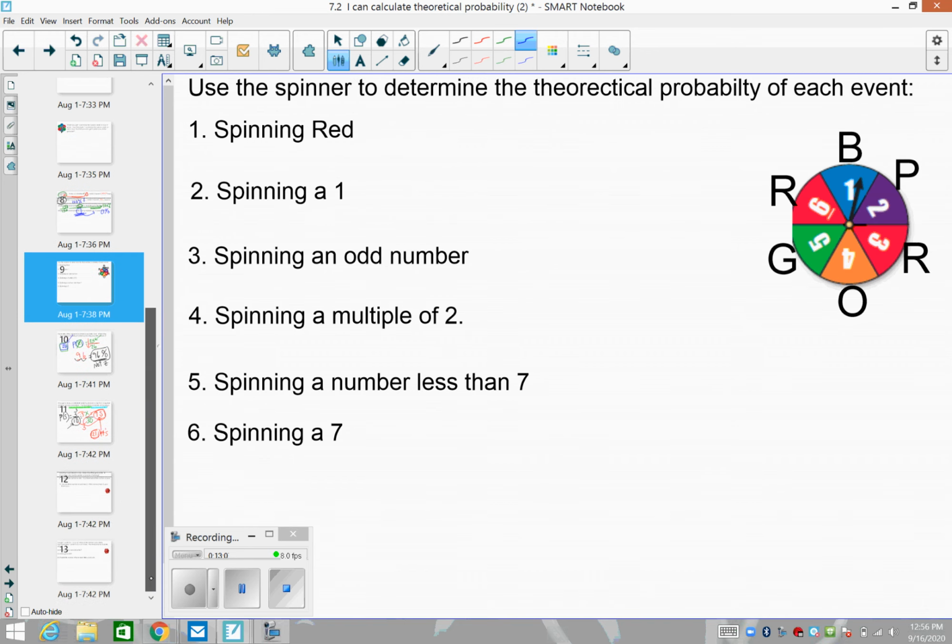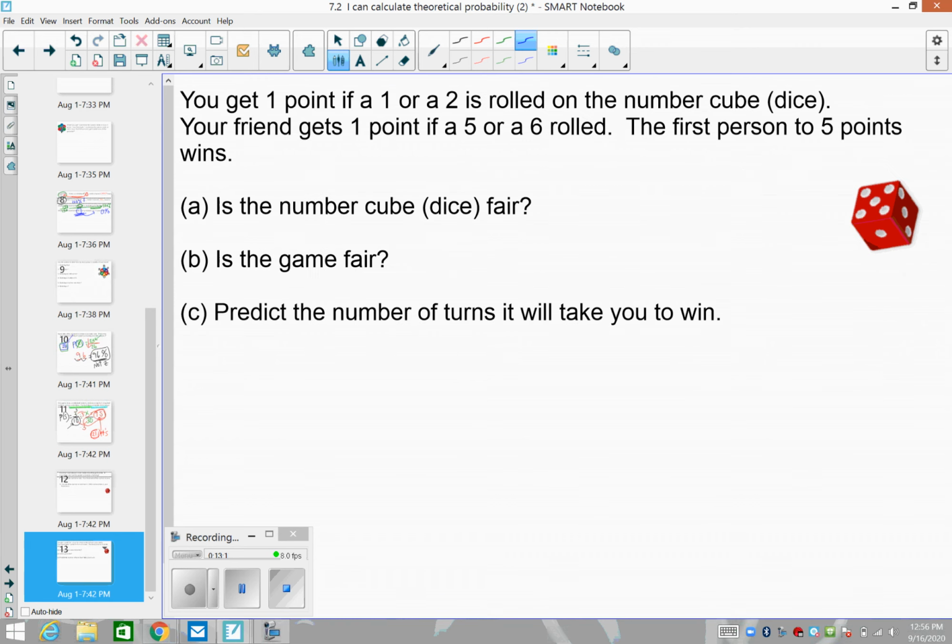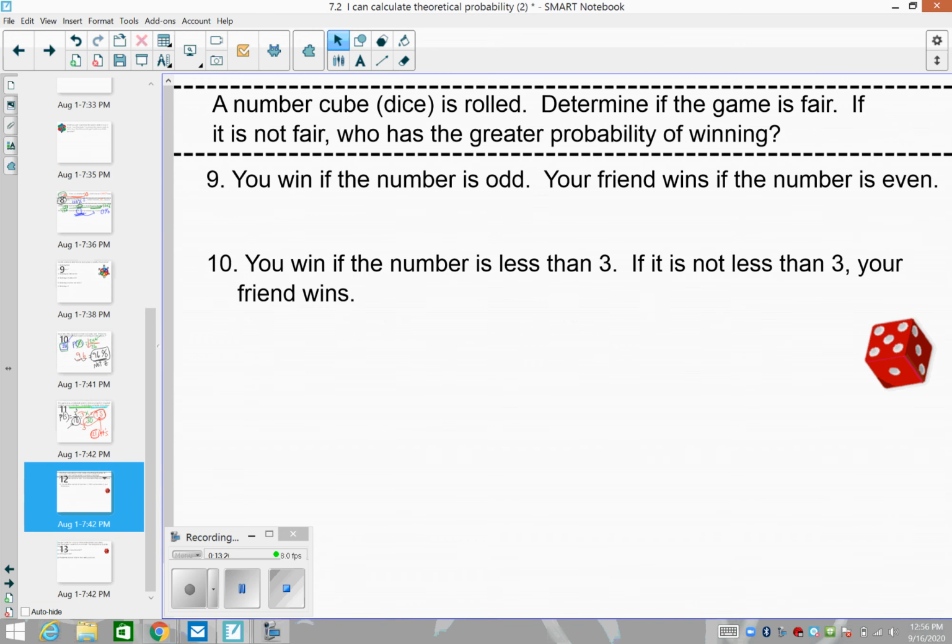Okay. And last slide of the day, most likely. All right. Let's do this one. A number cube, or a dice, they call it a number cube sometimes, is rolled. Determine if the game is fair. If it is not fair, who has the greater probability of winning?